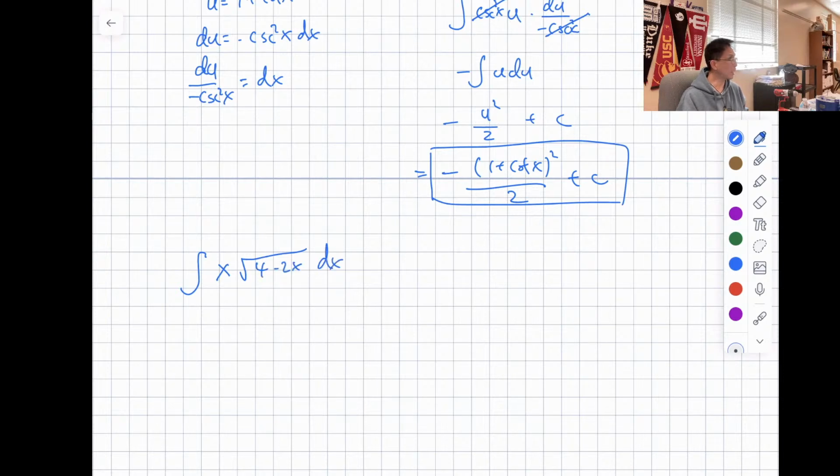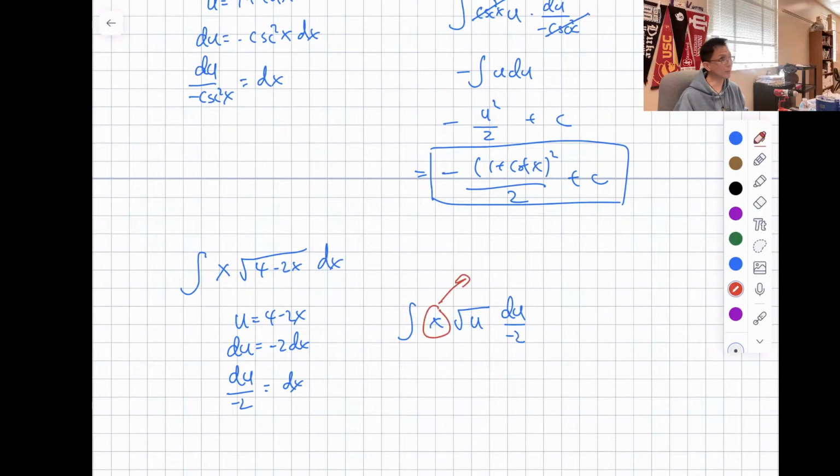And we still talk about the same thing. U is equal to 4 minus 2x. Du equal to negative 2 dx, and then du over negative 2 equal to dx. And that's going to be x square root of u and du over negative 2. Now here's the problem, this x. So remember they have the same degree. I also told you about that. You require back sub.